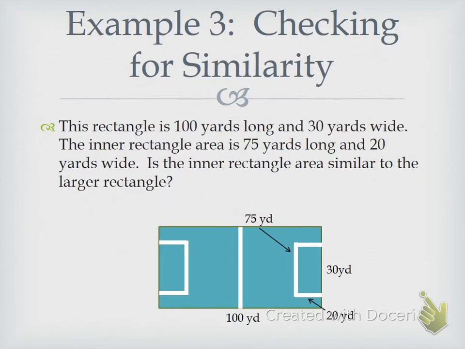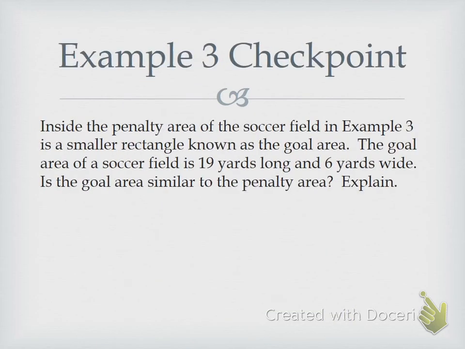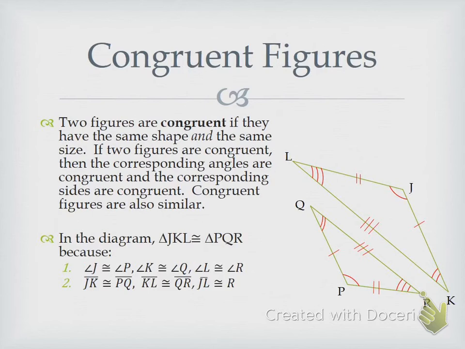All right, one more example. Congruent figures. So we've learned about similar figures. What does it mean for figures to be congruent? Well, they have the same shape and the same size. And we see this notated by these little angle markings. Okay, so angle L would be congruent to which angle? Which other angle has 3 markings?